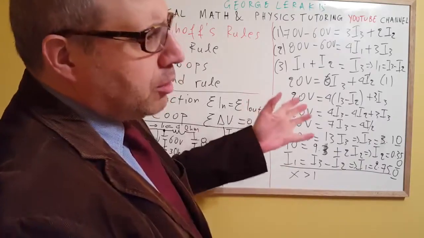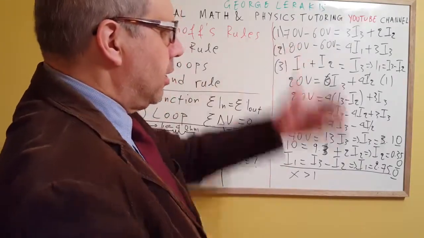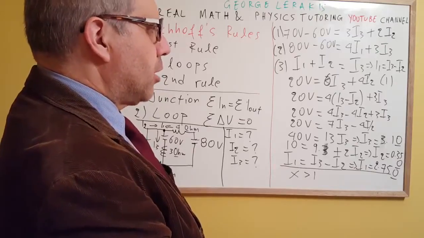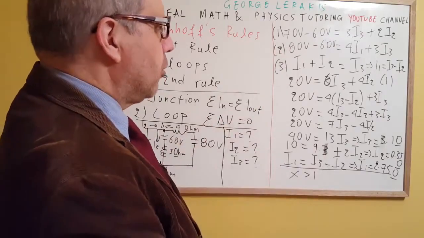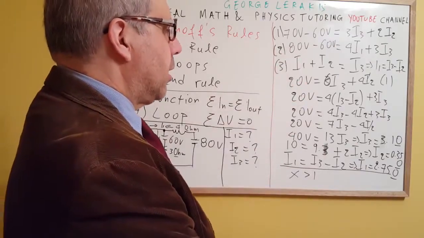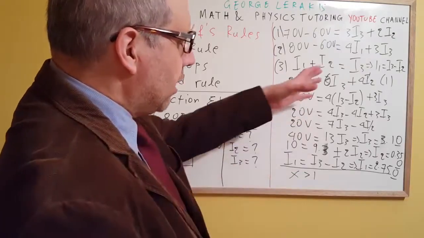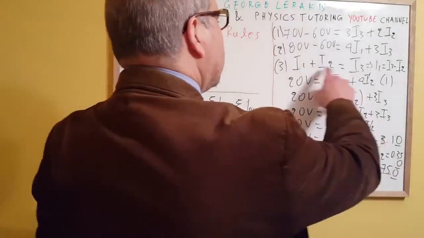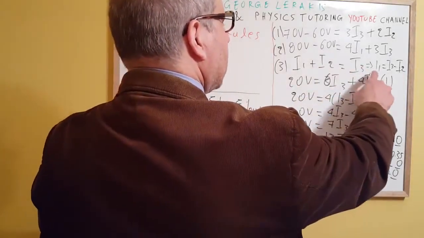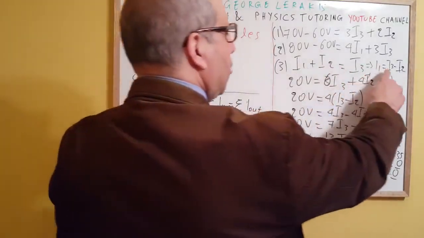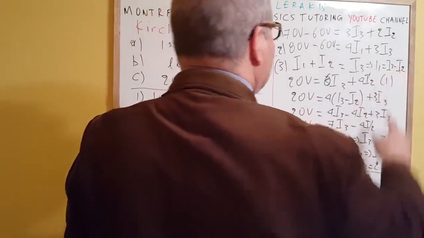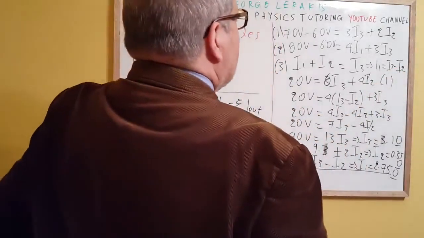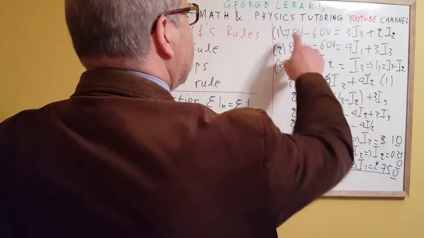Of course, if you are familiar with linear algebra, you can use linear algebra to solve this. If not, you can just use simple algebra, and in this case I think it would be faster to use simple algebra. If you solve the third equation for I1, you get that I1 is equal to I3 minus I2.